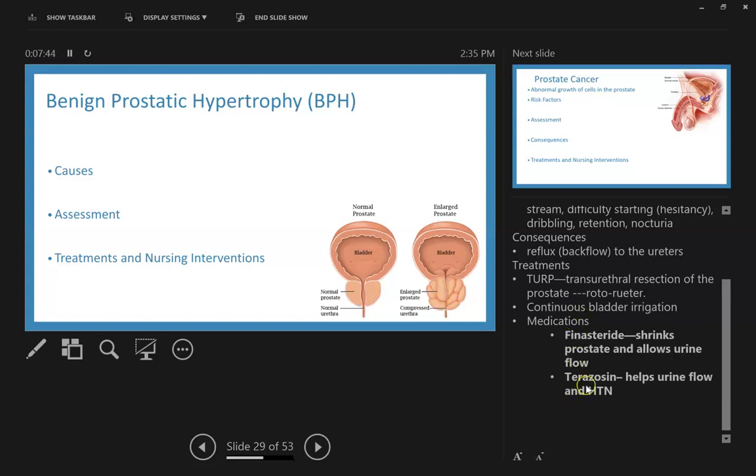Then I've got a couple of medications that can be used for treating BPH as well. Finasteride, this one is very, very common. It shrinks the prostate and allows urine to flow. And terazosin is also another one and can help treat hypertension as well.